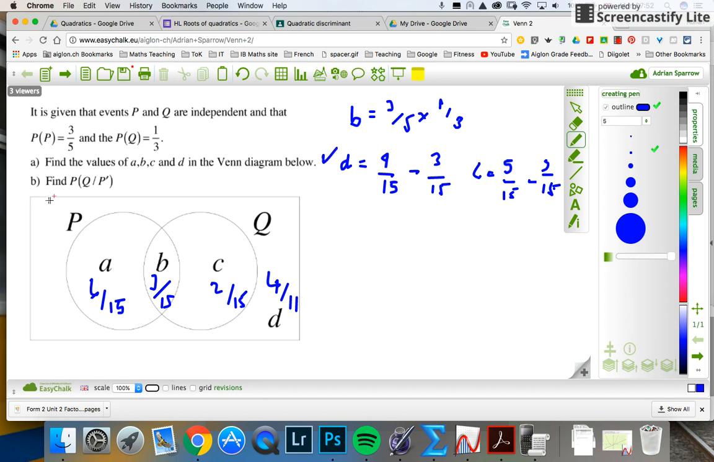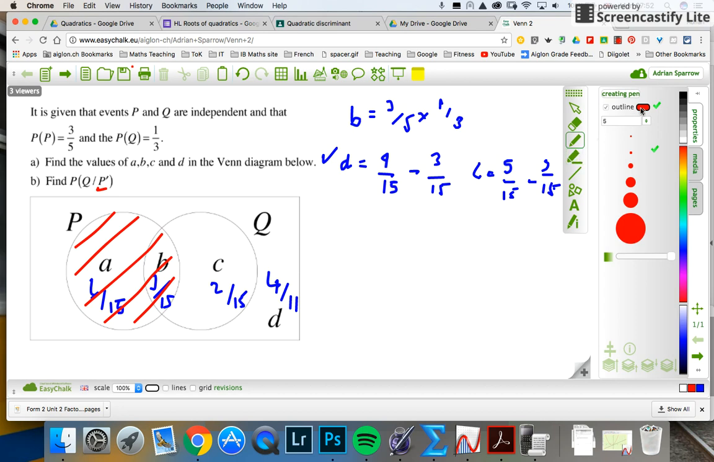Now part B. I'm going to read it out. What it reads as is find the probability of Q given that not P. So that means I'm not in P. So what I'm going to do is take a different color pen and cross off the probability of being in P, because I know I'm not in P. That second bit there says I'm not in P. So none of this is happening. So I'm only left with these two things here.